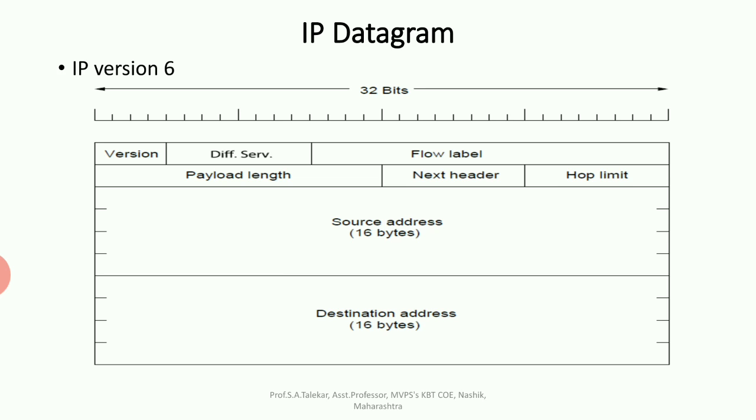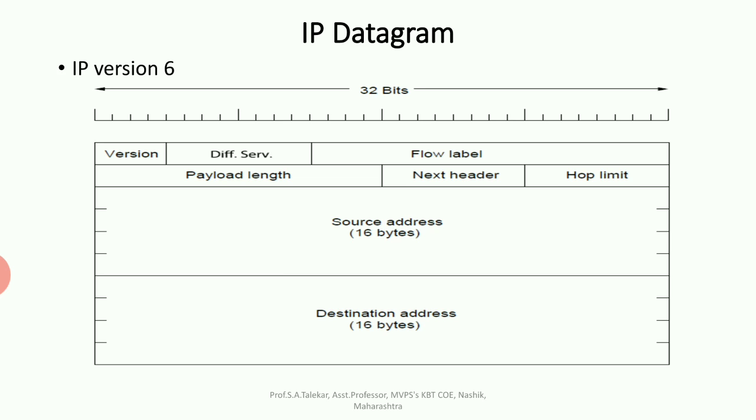This differentiated service field is of 8 bits and it is available for use by originating nodes and/or forwarding routers for differentiated services and congestion functions, which are already described in IP version 4 as differentiated services. Then flow label, it is of 20 bits and it may be used by a host to label those packets for which it is requesting special handling by routers within the network.